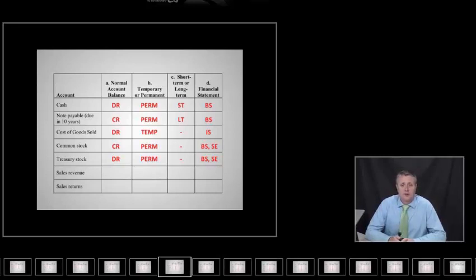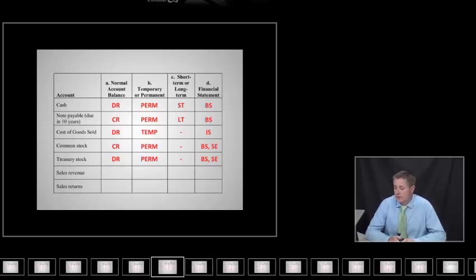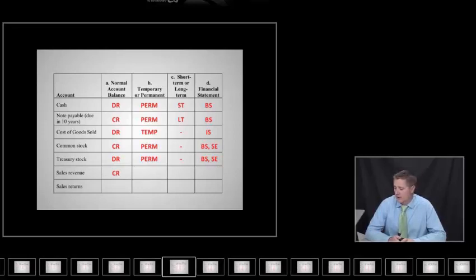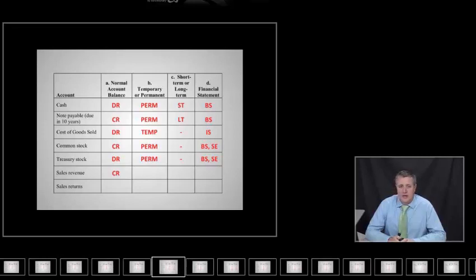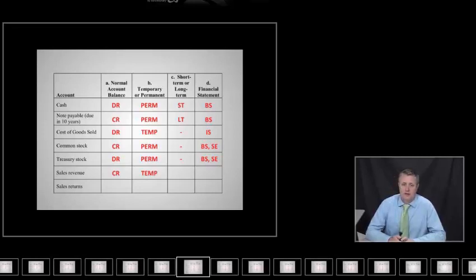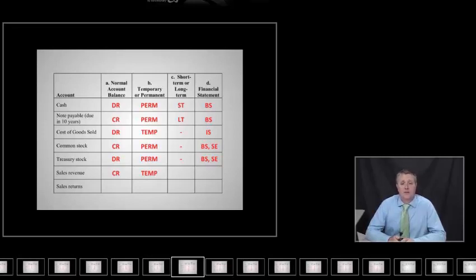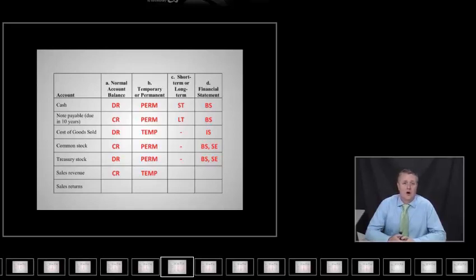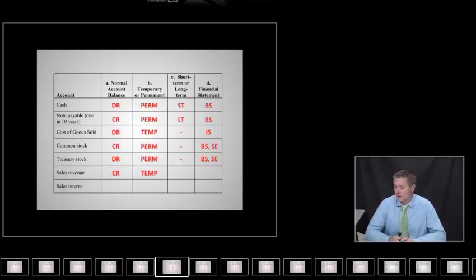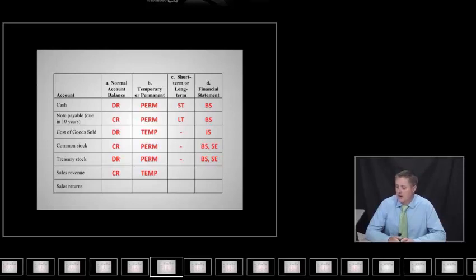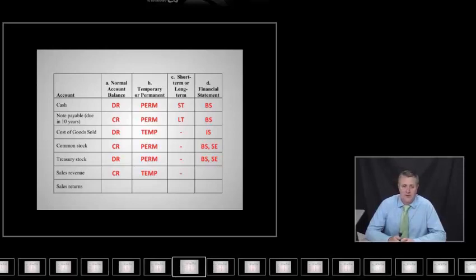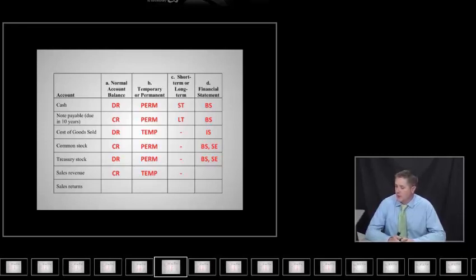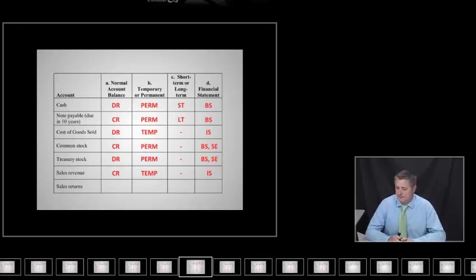Okay, sales revenue. The normal balance for sales revenue is going to be a credit. For any type of revenue account, the normal balance is always a credit. And it's also going to be a temporary account, okay, because sales revenue is reported on the income statement. The income statement reflects activity over a period of time, and so all of those income statement items would need to be closed out at the end of each accounting period. There is no distinction for revenues between short and long term. And as we mentioned, sales revenue is going to get reported on the income statement.